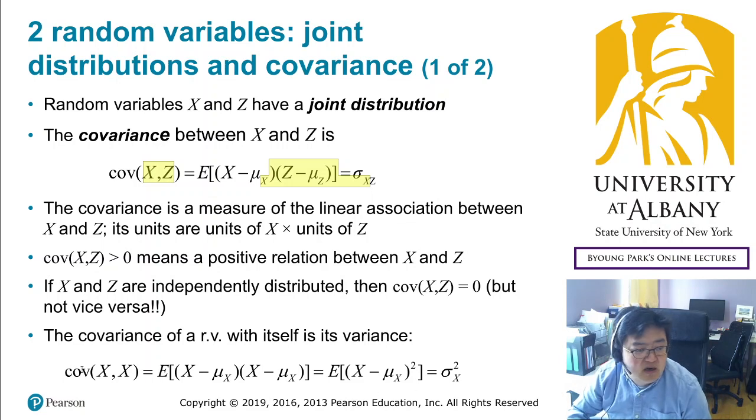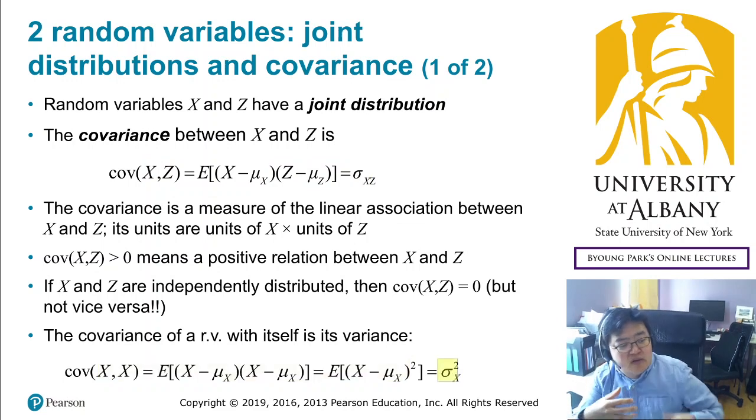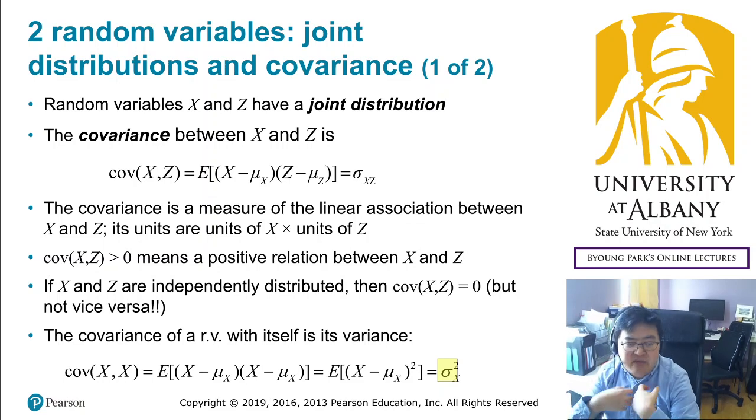It simply becomes the variance of x. So when you try to calculate the relationship between me and myself, then it is the variance. So the variance is mathematically a special case of covariance. So covariance is a more general measure than the variance.